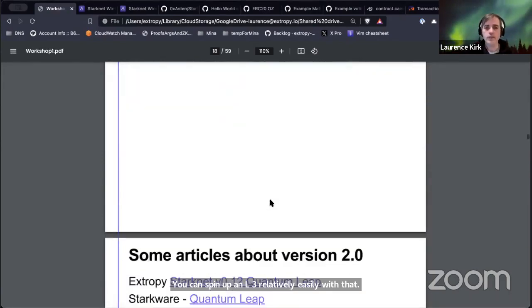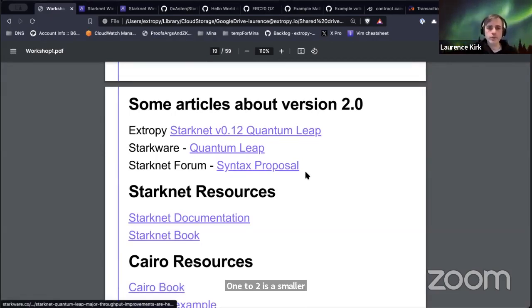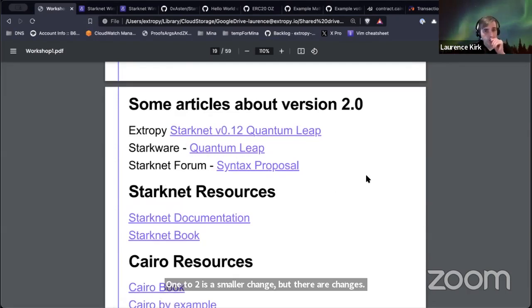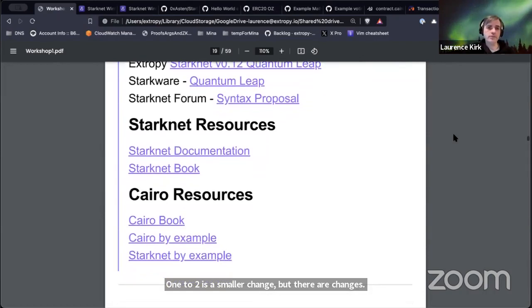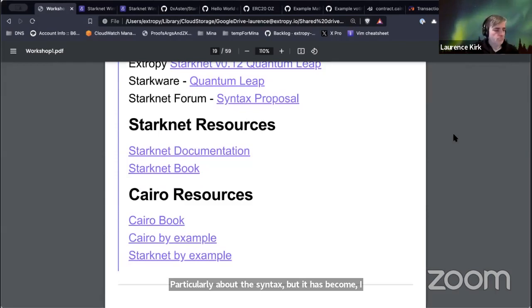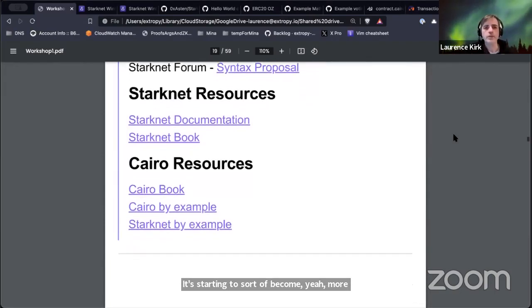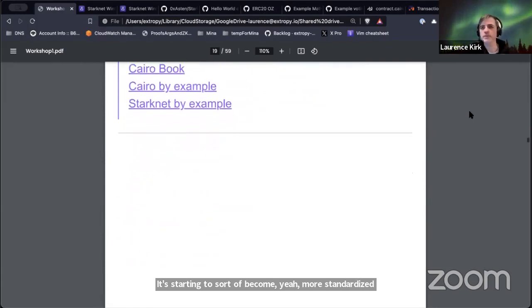Okay. Cairo itself has changed, as we'll come on to. The change from version 0 to 1 was very large. 1 to 2 is a smaller change, but there are changes. There are some articles there if you want to read more about them, particularly about the syntax. But it has become, I think, more standardized. It's more similar to Rust in some ways. It's starting to become more standardized, more embedded in, I think. Okay. And there are some resources there generally about Cairo.